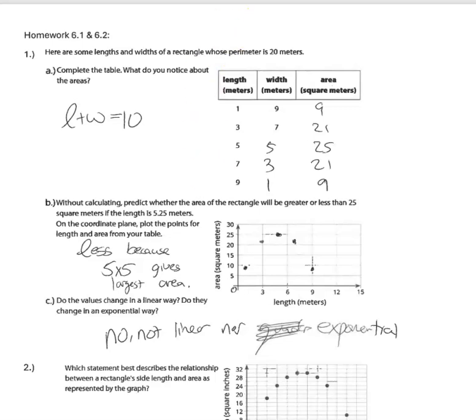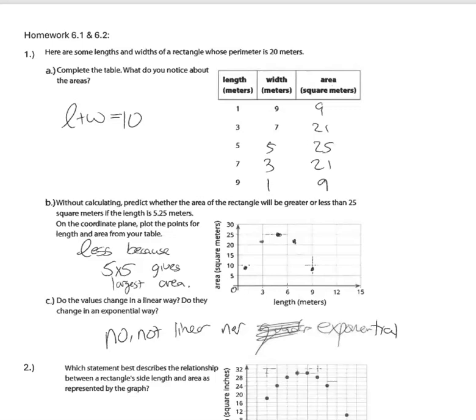5.25 times 4.75 is going to get 24.9. Now, I know it said don't go over and do your calculations, but the calculations say that it's less than 25. And the reason I know that it's going to be less than 25 is because we know that having the square is going to give us the biggest area, and the square would have been a 5 by 5. So anything other than a 5 by 5 is going to give us a smaller area.